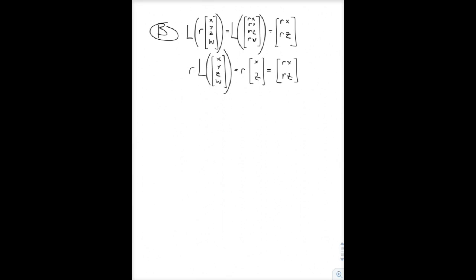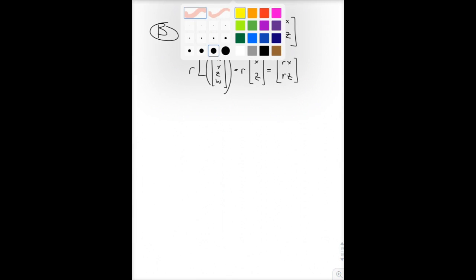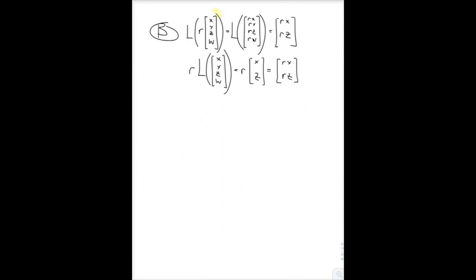So here, first we're multiplying by the scalar R and then applying the definition of L. So here you can see scalar multiplication from here to here, application of L from here to here. And here on the bottom, we're doing those things in the opposite order. Here, first we're applying the definition of L, and then we're scalar multiplying by R.